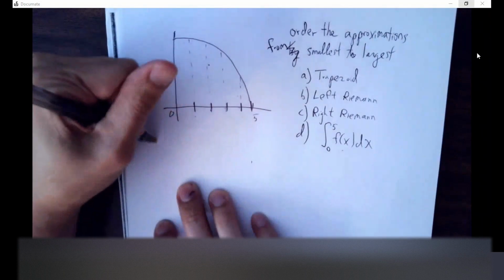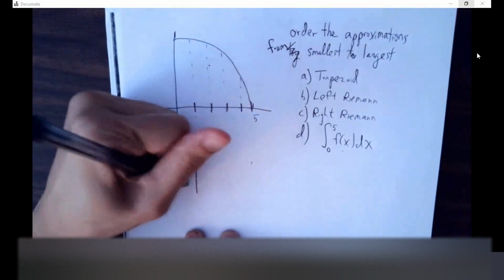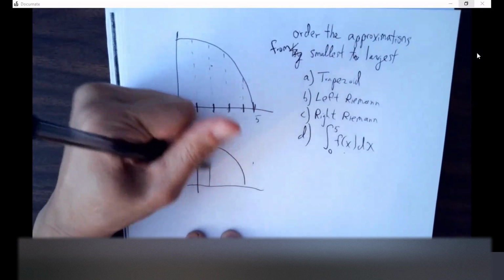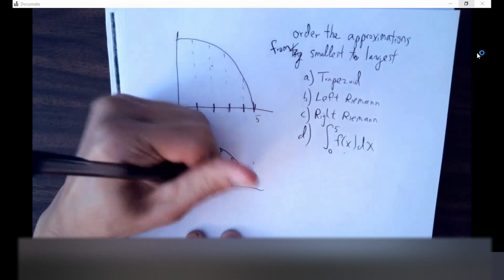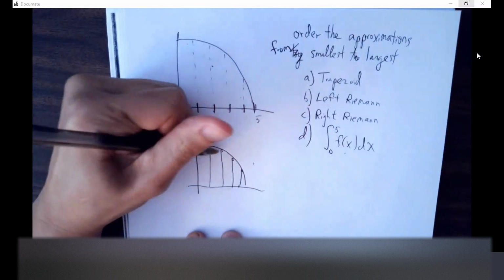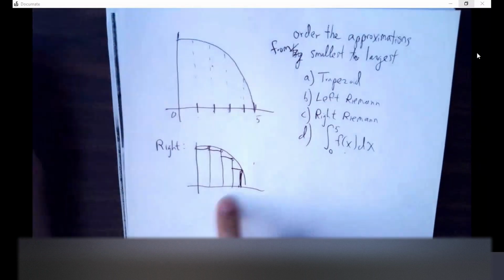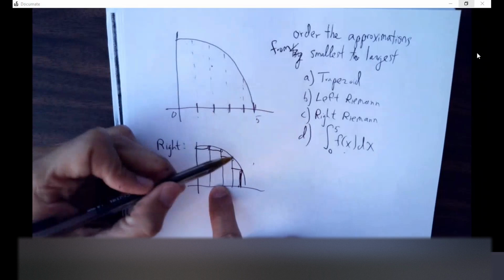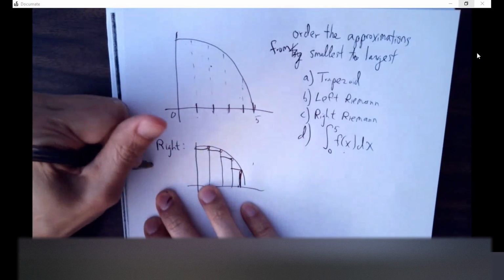Okay, so this is what the right Riemann sum looks like. The right Riemann sum is the one that is going to produce an under approximation, but there's going to be a significant gap here, right? So this is going to be the smallest.